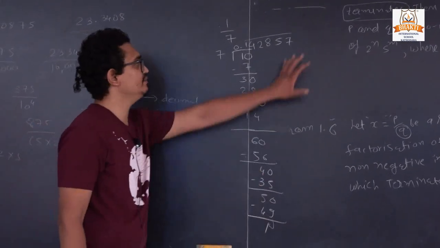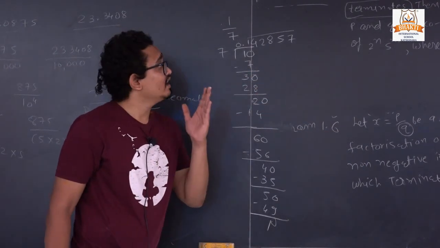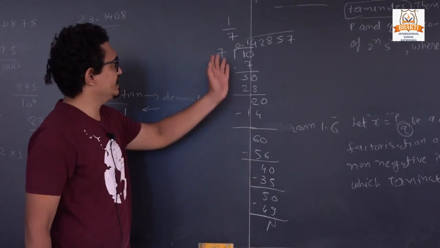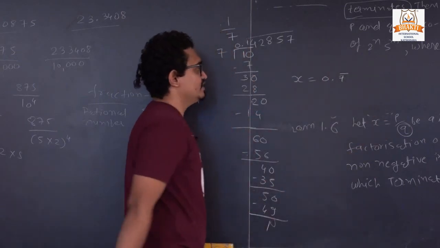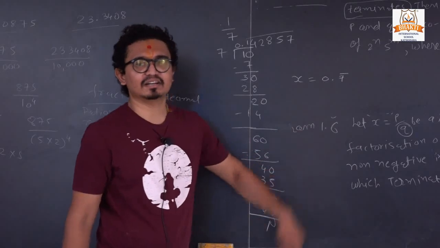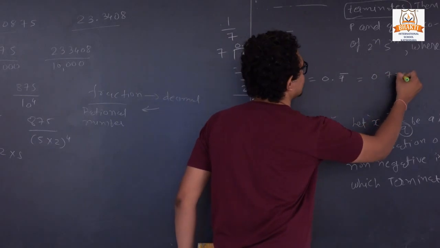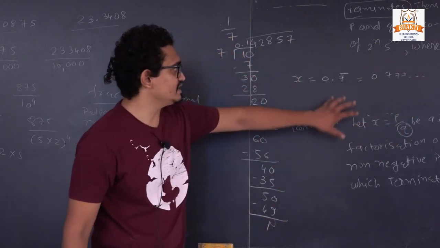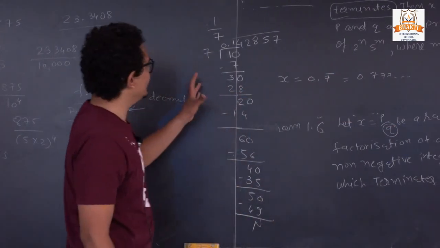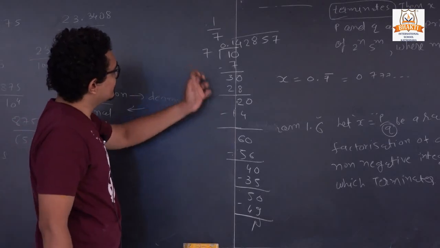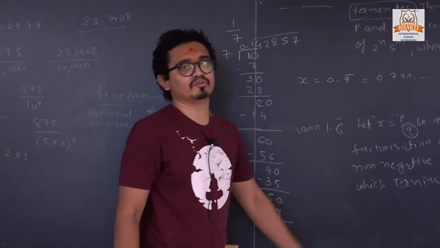0.142857, once again we have the same 0.142857. In class 9 we had a similar sum, like 0.7 with a bar. It means we can convert that number into rational number form, like 7 by 9. If it is the same digit repeated, we can convert that number into rational number form. Similarly, we can also convert this number into rational form if we use our theorem number 1.6.